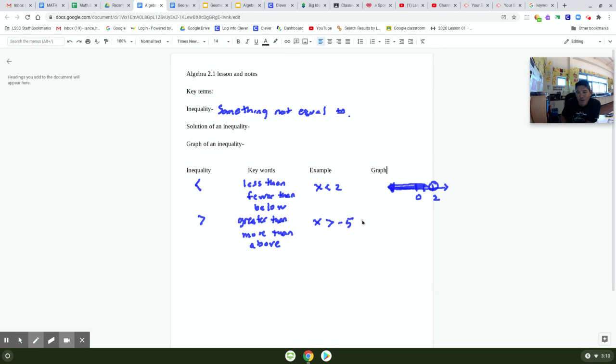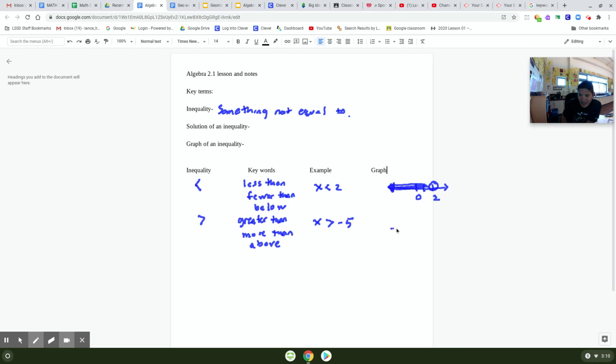Just like with the first example, there's an infinite number of solutions there. If I ask you to name a solution, 0 is greater than -5. 8 is greater than -5. -3 is greater than -5. 2.4 is greater than -5. Again, there's an infinite number of solutions, but that's how I'd read that: x is greater than -5.